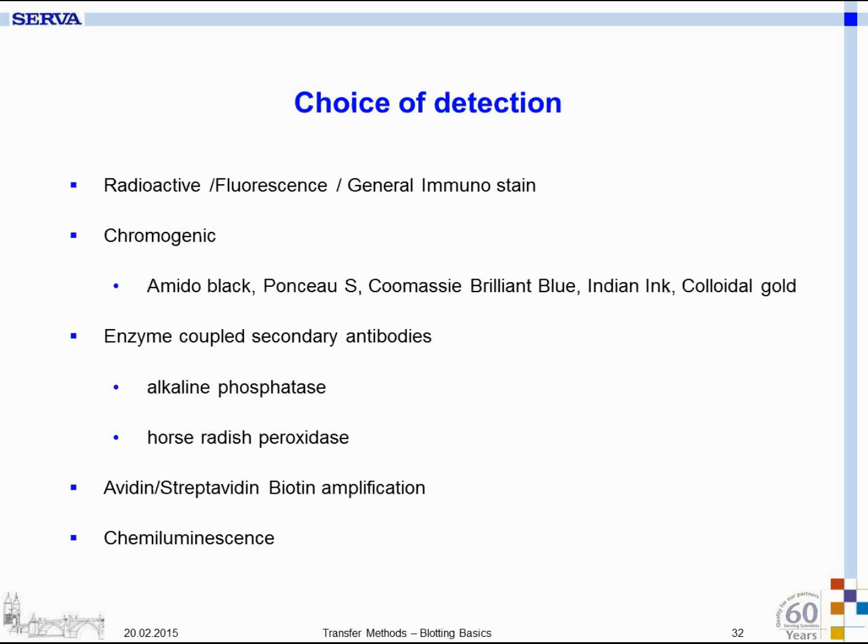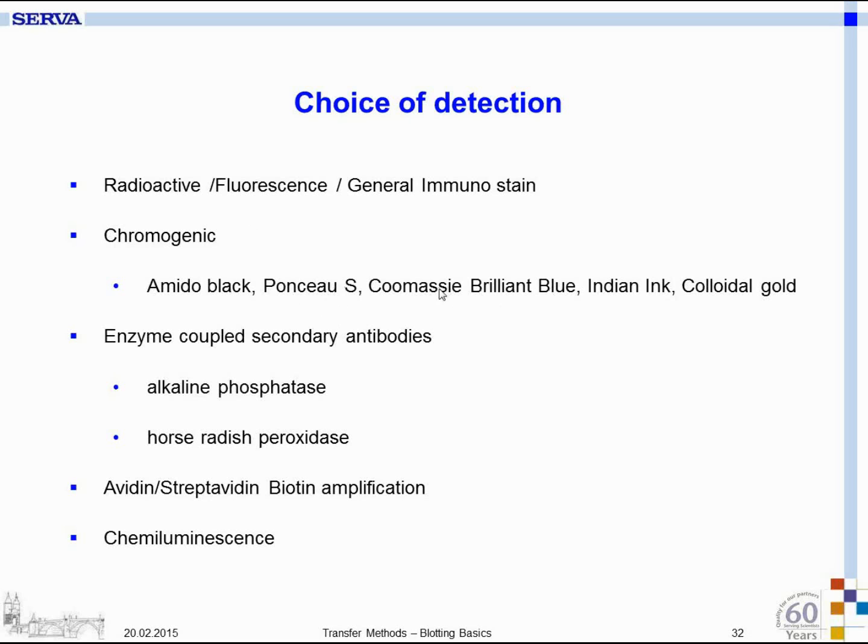So what detection techniques are used? In the beginning, people used radioactive labeled probes, fluorescent labeled probes, or still possible, general immunoassaying. Mostly, however, they were first staining the blot with amido black. Soon it was found out that Ponceau S is superior because Ponceau S is a reversible stain, very efficient. So you first see the red spots or bands on the blot membrane. You can take an image of that, and then can, by washing in water, remove the Ponceau S completely.